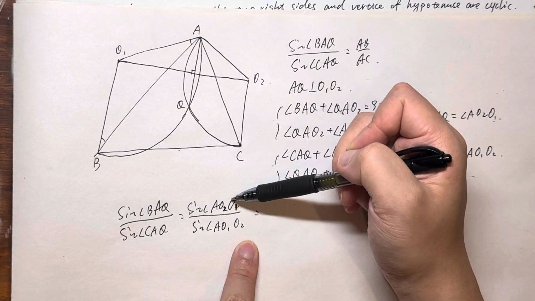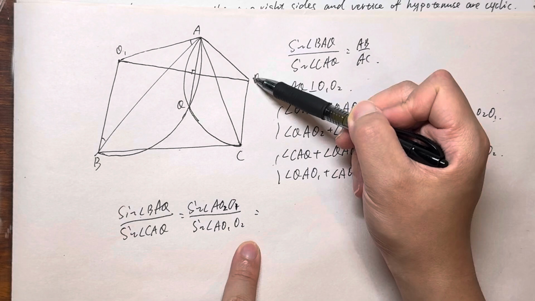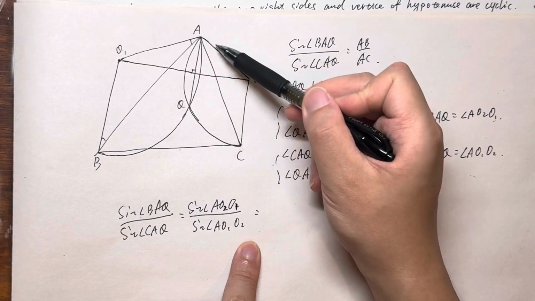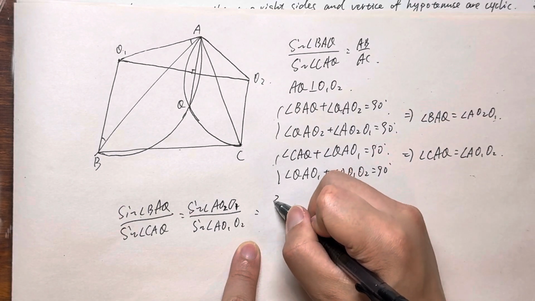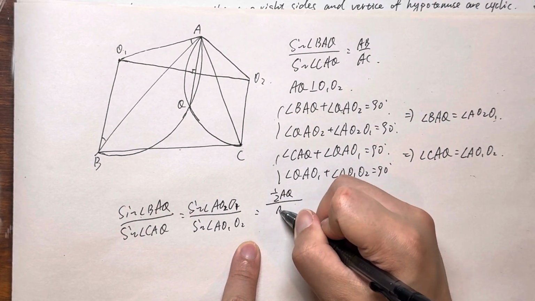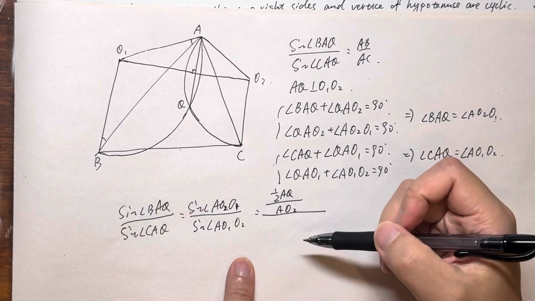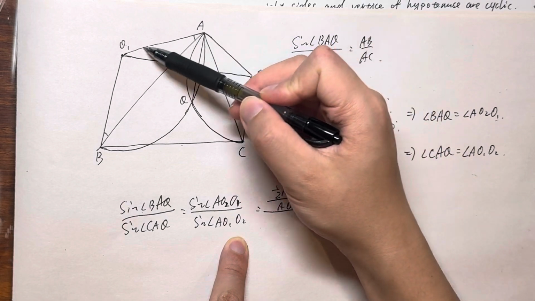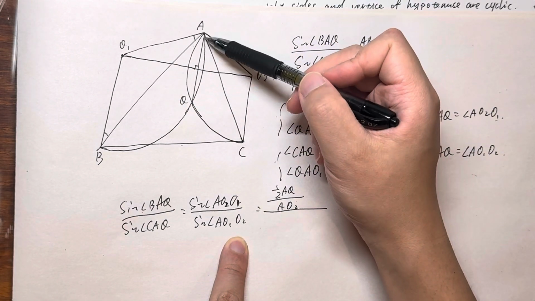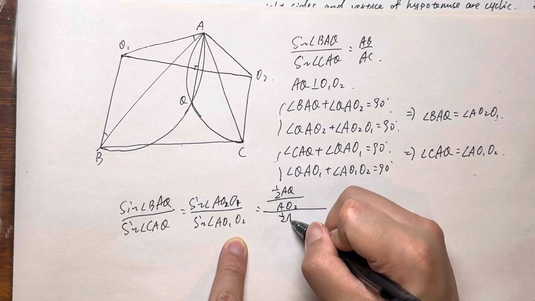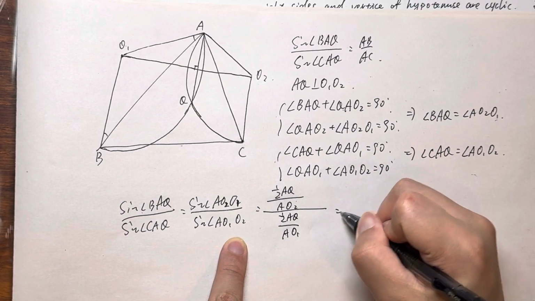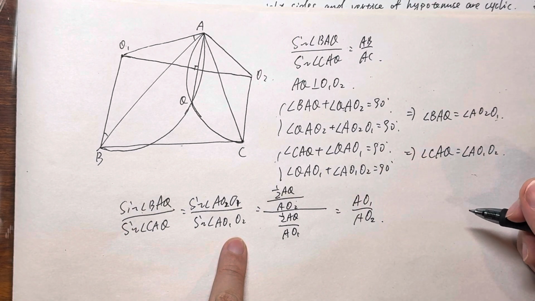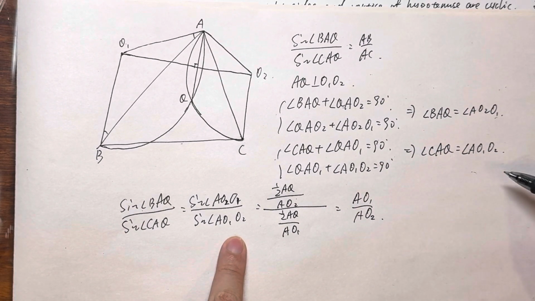Sine angle AO2O1 is half of AQ to AO2, right? Half of AQ to AO2. And sine angle AO1O2 is half of AQ to AO1, which equals AO1 to AO2, right? It equals AO1 to AO2.